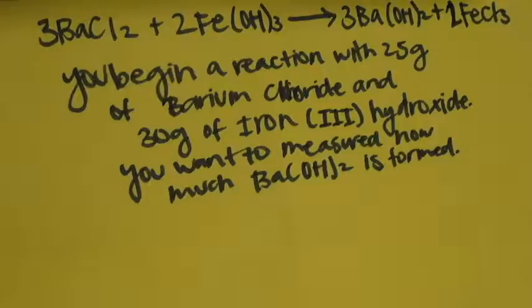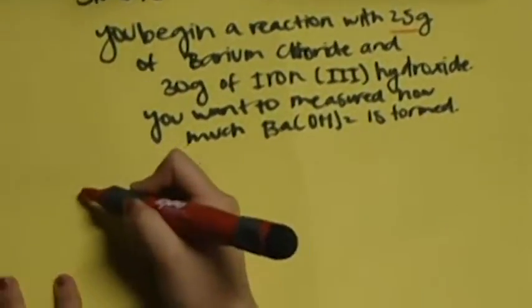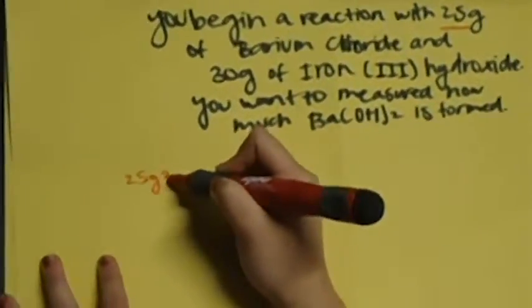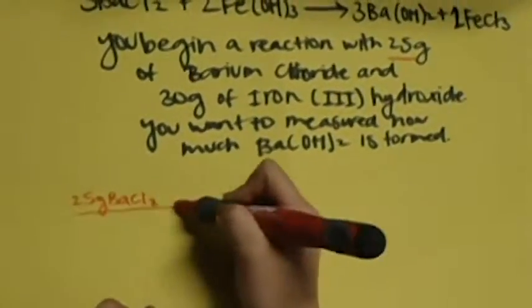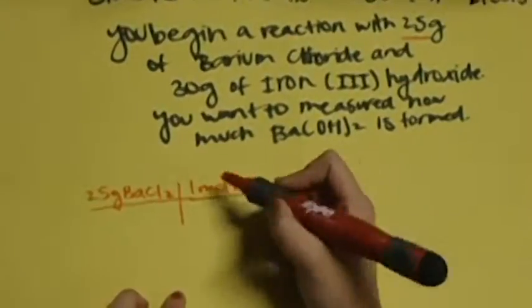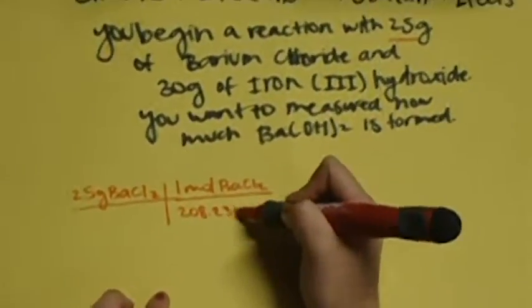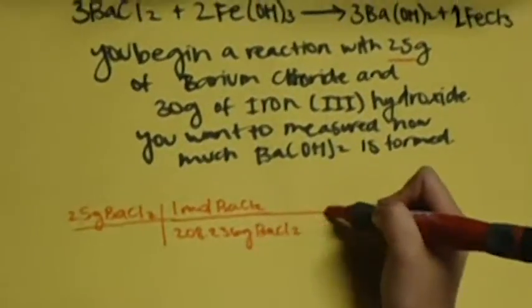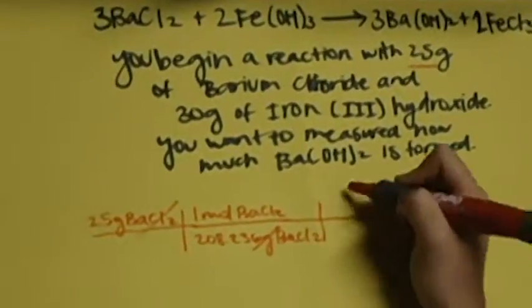So first we'll calculate how many grams of barium hydroxide will be made from 25 grams of barium chloride. We will ignore completely the amount of iron hydroxide involved as we're doing this calculation. At this point, we'll follow the basics of stoichiometry. To start, we need to know the molar mass of barium chloride. Barium, element 56, is 137.33, and 2 times the mass of chlorine is 70.906.